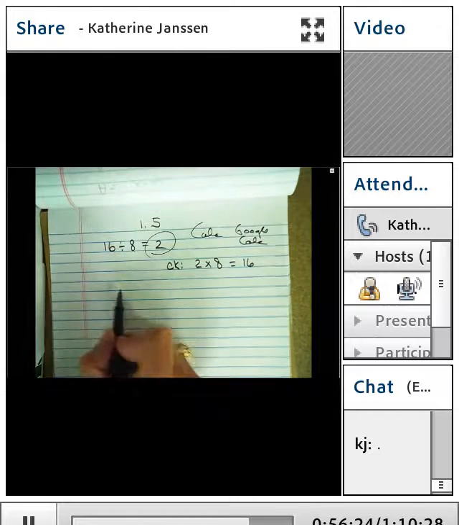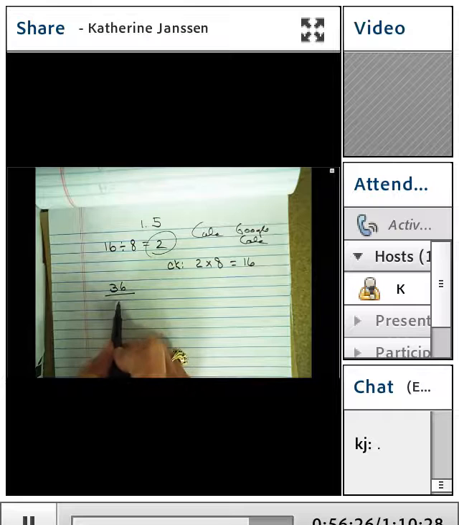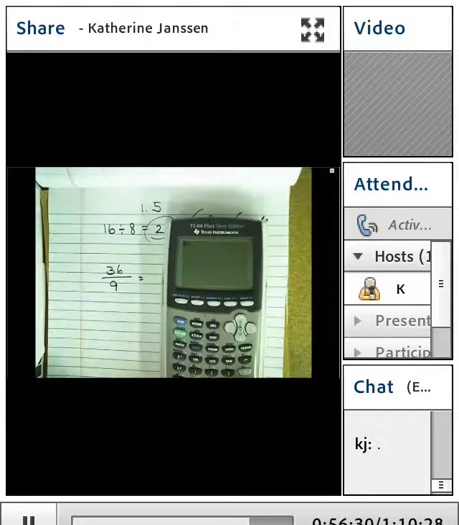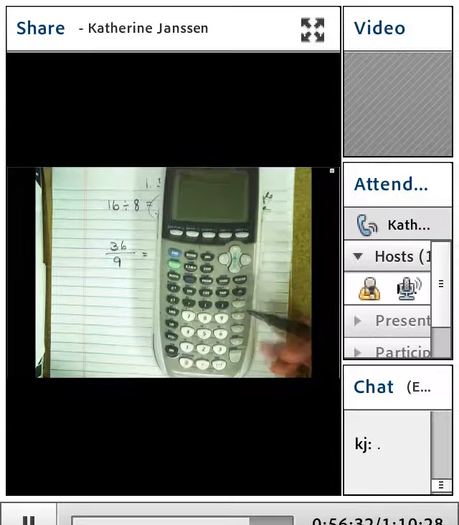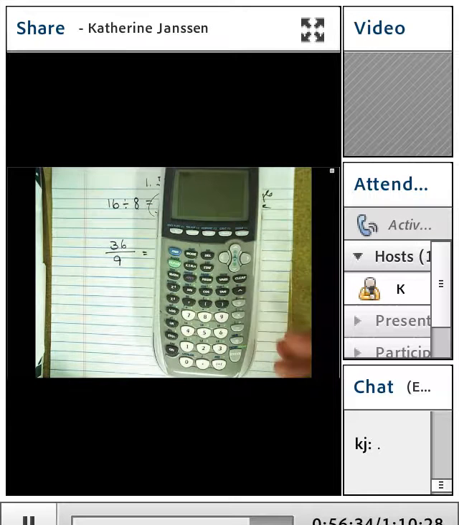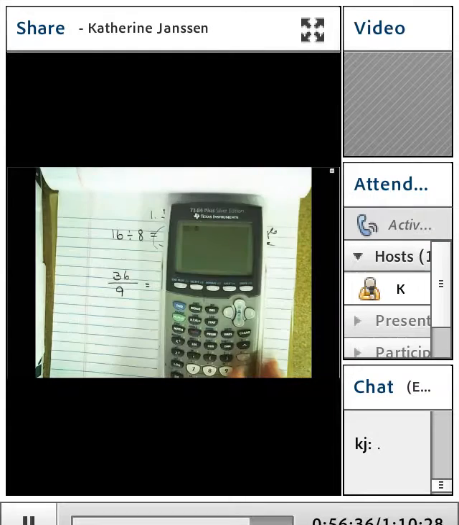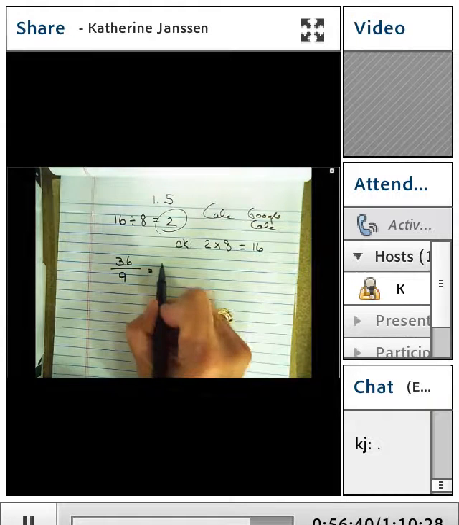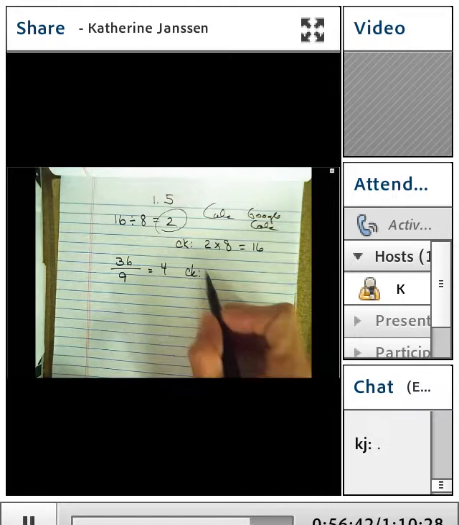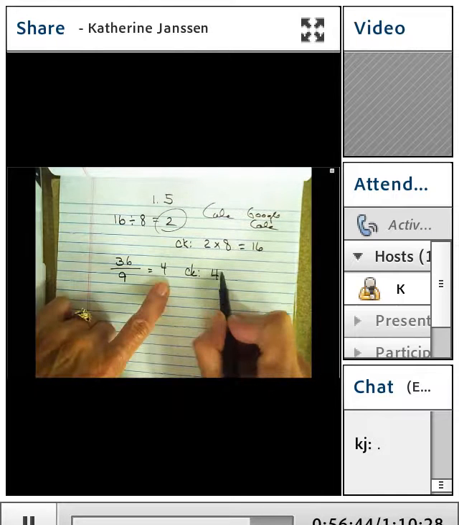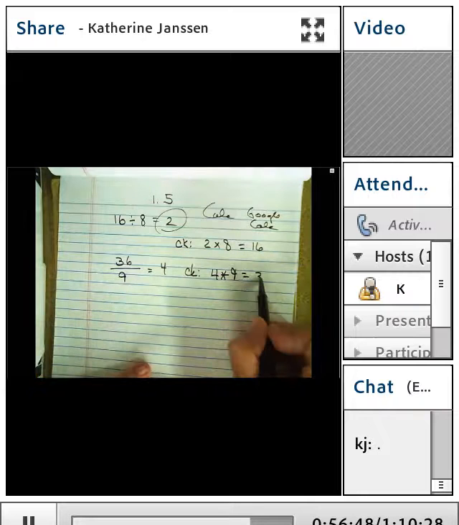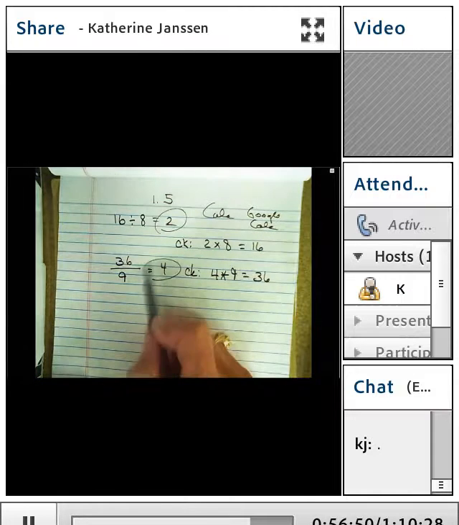We might see 36 divided by 9. So again, 36, make sure you use your division operator on your device, divided by 9 is 4. And we check by multiplication: our answer 4 times the divisor, which is 9. 4 times 9 is 36. And circle your answer.